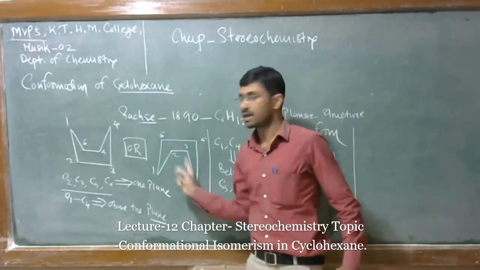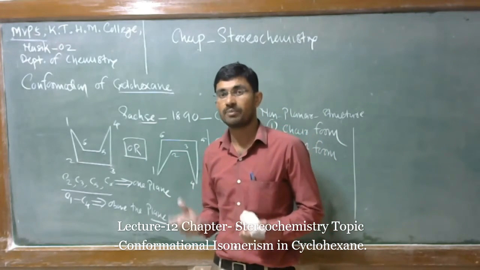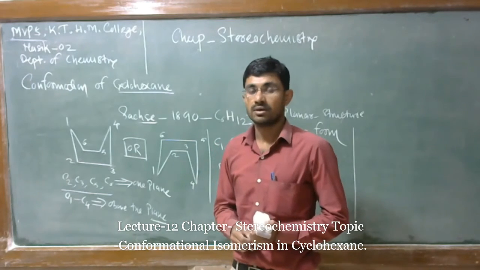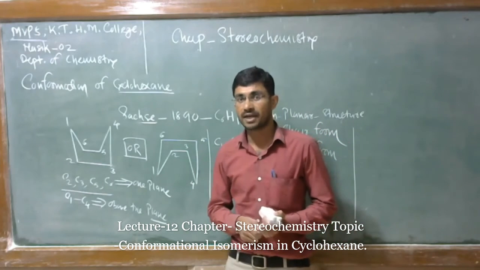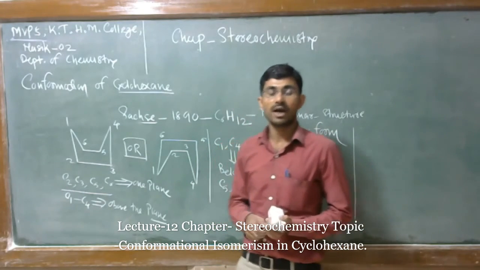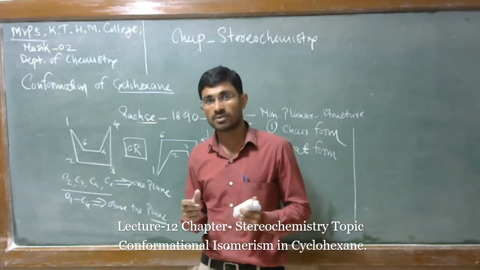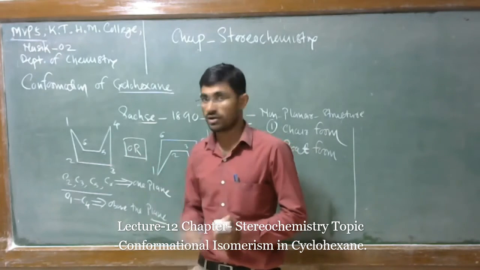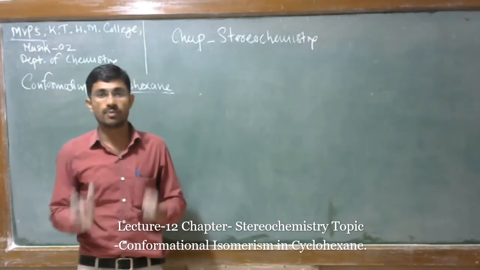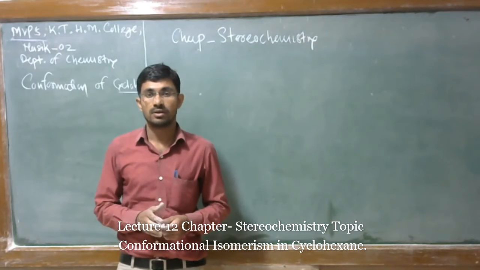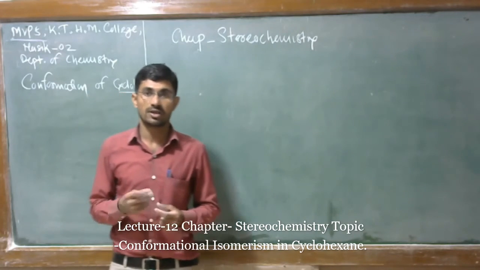So the first form and second form are equivalent. We can call them B1 and B2. They are not different. Both forms can be interconverted into each other by carbon-carbon single bond rotation. So the chair and boat forms are interconverted. They are conformational isomers of cyclohexane.